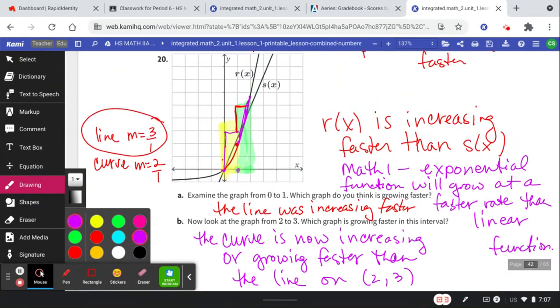So something to keep in mind is that the curve does start out slower and then pick up speed. But in general, for large values of x, we know that the curve is really going to see some increased growth compared to the line.